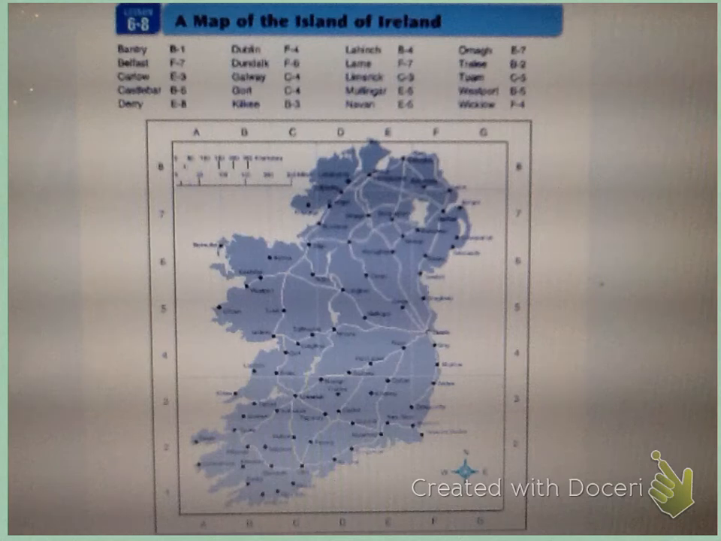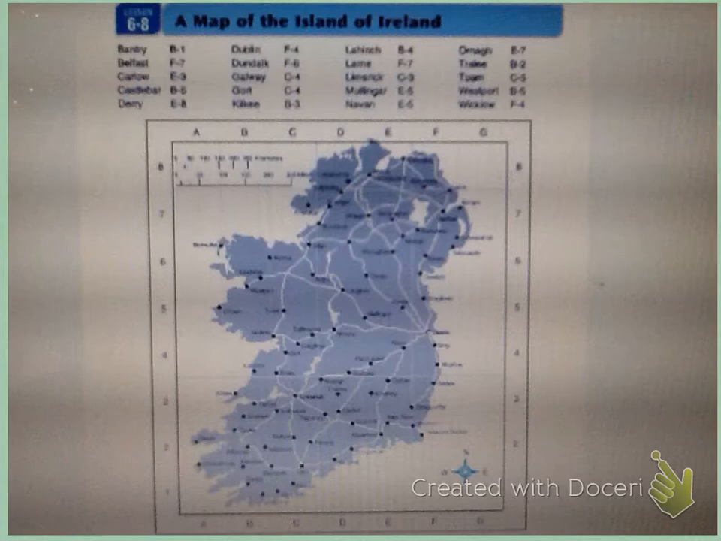So we're going to take a look at a page from your journal, and this is actually a map of the island of Ireland, and these are all the different places that we could locate on that map. When we look at this map, we can see that we have letters and numbers around the perimeter. And then we have a map scale up at the top left. And of course we have our compass rose down at the bottom right.